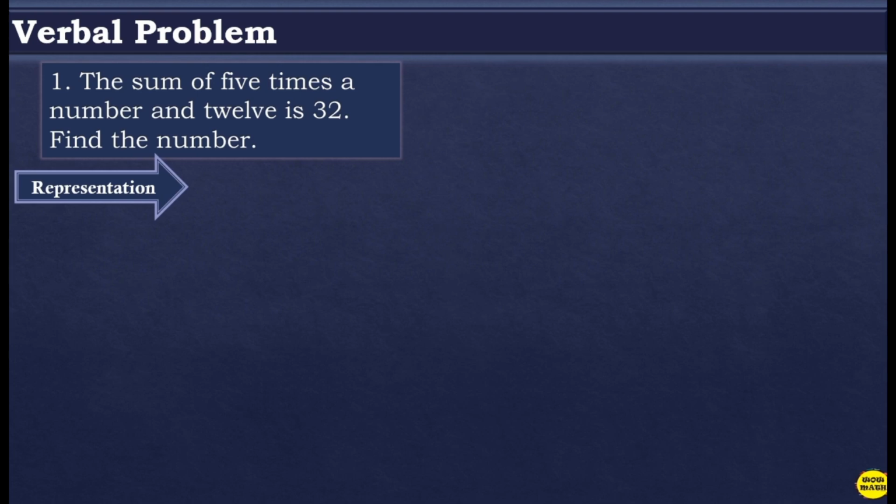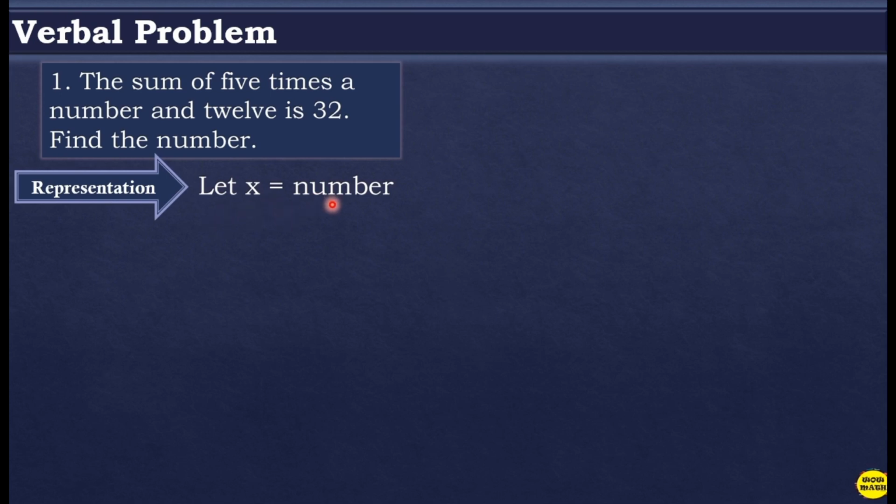So after identifying the keyword, now we are going to represent the given. We are going to let x be the unknown, or be the number. So we are going to write here, let x be the number. So again, we will represent the unknown number as the variable x.